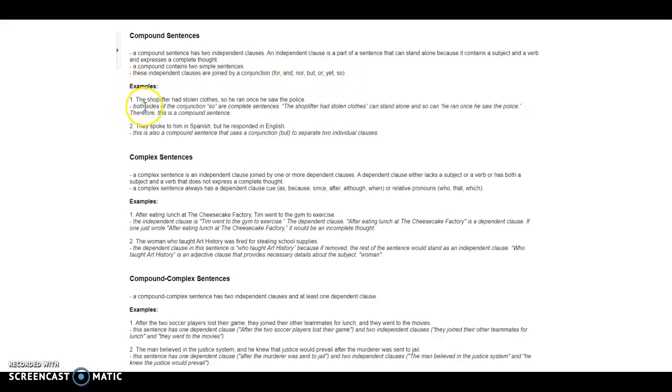If we take a look, we've got, the shoplifter had stolen clothes, so he ran once he saw the police. The shoplifter had stolen clothes is a complete independent clause. It's a complete thought. He ran once he saw the police is a second complete thought. So you have verbs and subjects in both clauses there. Then you have one of the FANBOYS, so, and also a comma, because you have 2 independent clauses here. You have a so in between your 2 independent clauses, and that creates a compound sentence. That's one way that you can expand your sentences and make them a little more varied and creative.